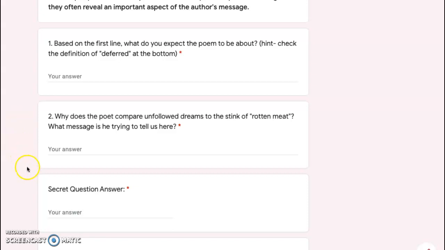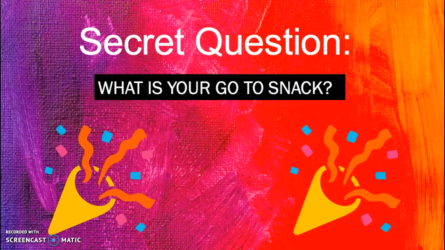It is now time for our secret question. Today's secret question is, what is your go-to snack? I want to know, you walk into the kitchen, what is the first thing you hope to see in your cabinet? For me, it is Cheez-Its, but I want to know what your go-to snack is. Take the time now to answer in the Google form.